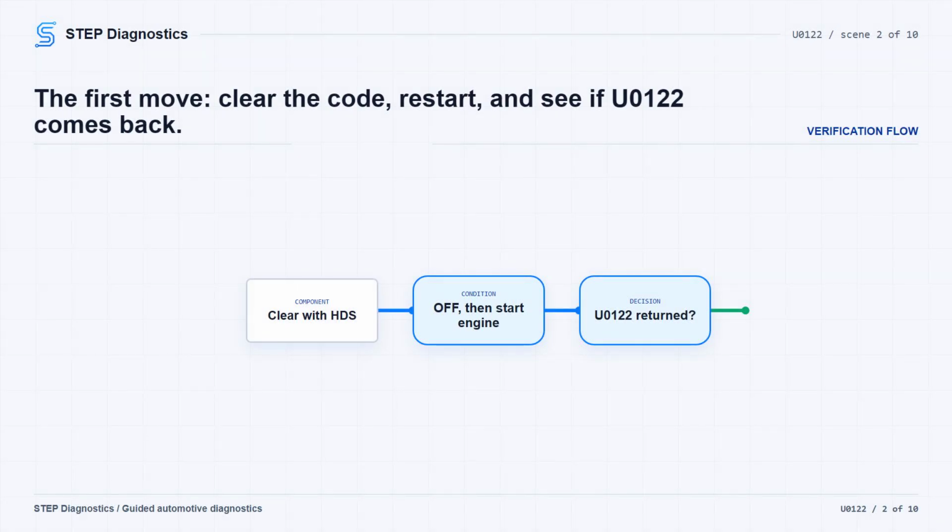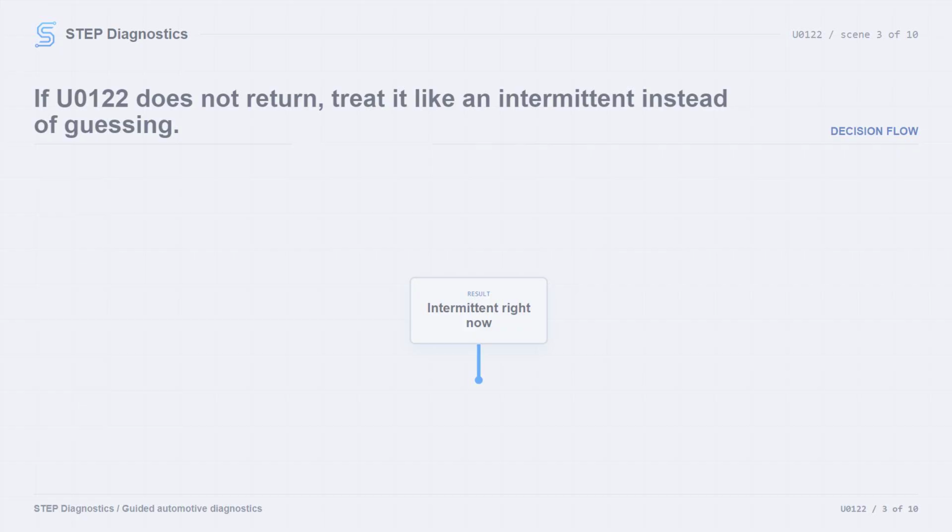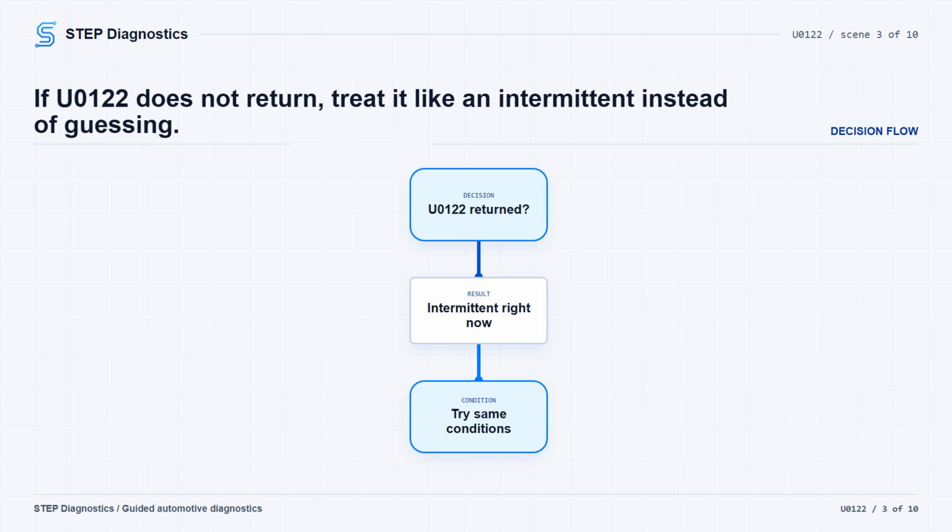Start by turning the vehicle to the on mode. Clear the DTC with the HDS, then turn the vehicle to OFF or lock mode. After that, start the engine and check for DTCs again with the HDS. If U0122 comes right back, the failure is duplicated and you move into the communication checks. If the code does not return, treat it as an intermittent at this time. If captured data is available for this code, try to reproduce the same conditions instead of guessing.